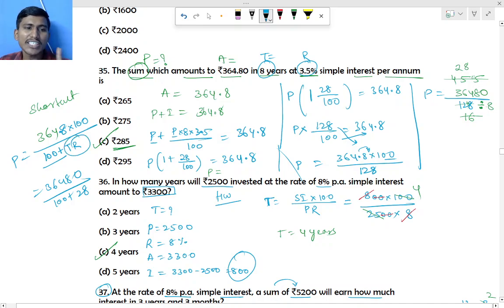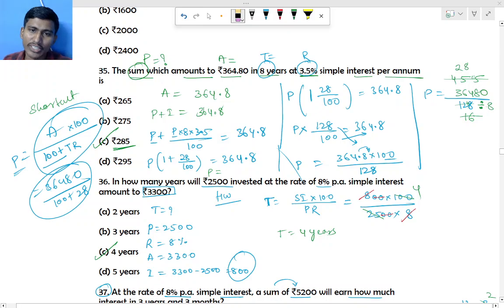So when the amount is given, if you directly want to find the principal, you take it this way, that is, amount into 100 divided by 100 plus TR. So if you do amount into 100, you will get this one. This is the shortcut formula. Remember this. Okay.